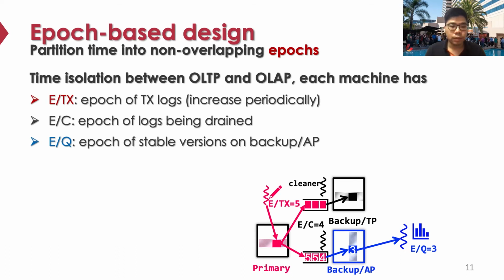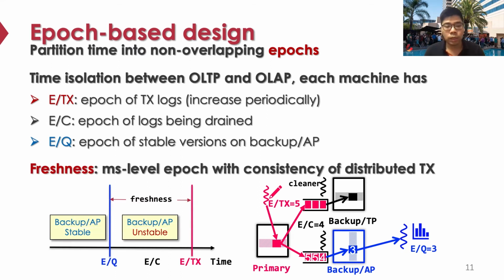And there is also an epoch for cleaner. It means the epoch of logs being drained. In this design, the interval between these two types of epoch determines the freshness of the system. So we need to provide a millisecond-level epoch with consistency of distributed transactions for freshness.